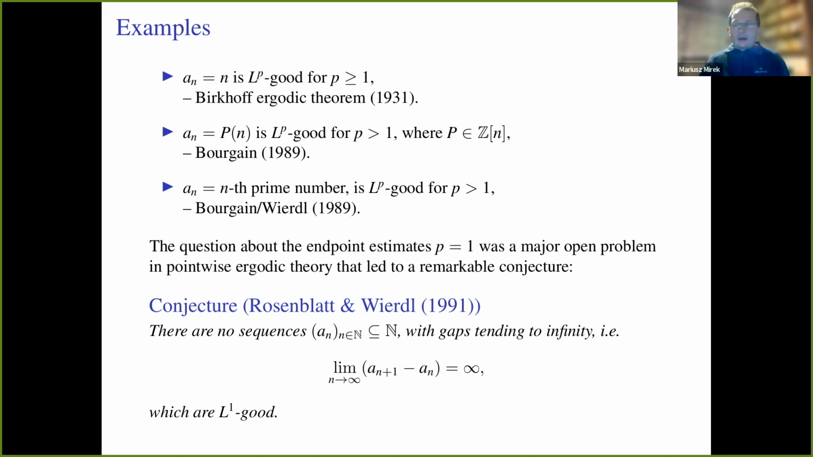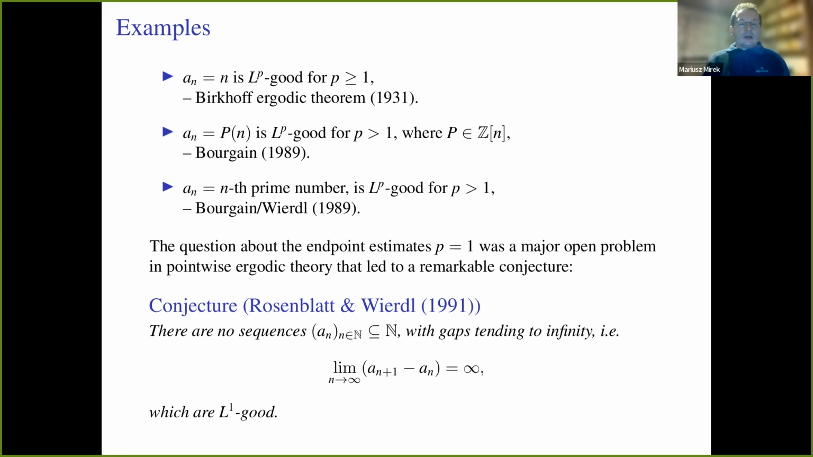That was also part of Bellow's question. In fact, in 1989, Bourgain was able to show that if we consider the ergodic averaging operators over the prime numbers, then the sequence is L^p good whenever p is bigger than 1. At that time, the question about the endpoint estimate for p equal 1 was a major open problem in pointwise ergodic theory, and it led to a remarkable conjecture of Rosenblatt and Wierdl from 1991.